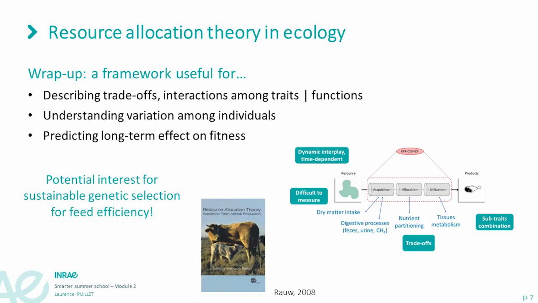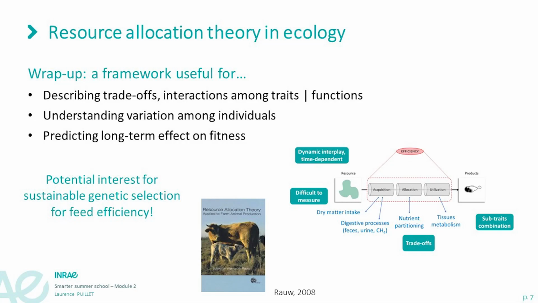So resource allocation theory in ecology, it's a very, very short introduction. You may find entire books on this theory. But it's a framework that is useful for describing trade-offs. This is completely linked to this. Also very useful to explain and to understand interaction among traits and among functions. Remember the mouse and the elephant with growth, survival, and reproduction. It's a framework that is useful to understand variation among individuals. And it's also useful to predict the long-term effect on fitness.